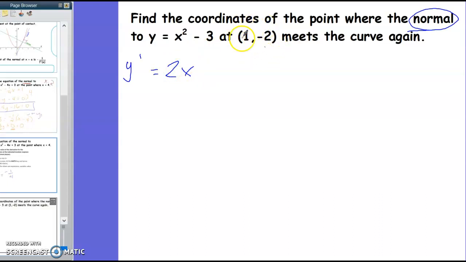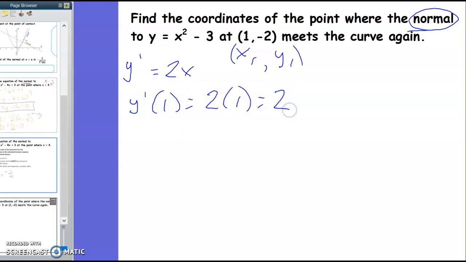Okay, so let's analyze what we have here. That 1 is going to be x sub 1, and it's written as a point with y sub 1. So this time they already gave you y sub 1, but you do still need to find m. All right, so let's substitute in y prime of 1, 2 times 1, which is 2.